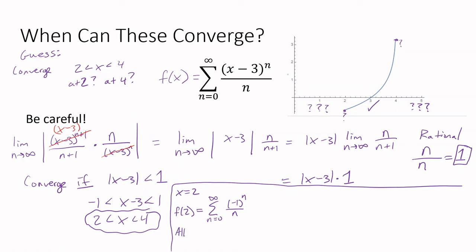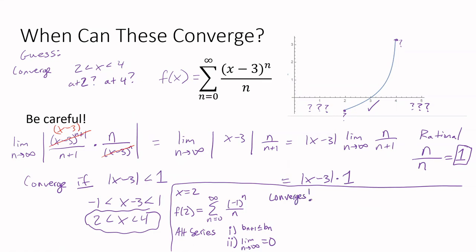This is alternating because of the negative 1 to the n. I'll leave it to you to show that both of these are true, that it's decreasing, and the limit is 0. So check both these boxes, do the work. It's good practice to check these. But once you see that's true, this converges.